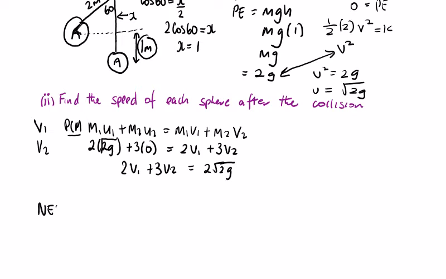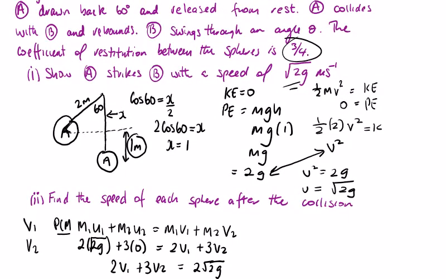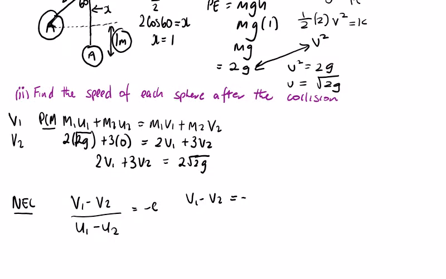Using Newton's experimental law, v1 minus v2 over u1 minus u2 is equal to minus e. We'll have v1 minus v2 is equal to minus 3/4 by root 2g minus 0. So 4v1 minus 4v2 is equal to minus 3 root 2g.